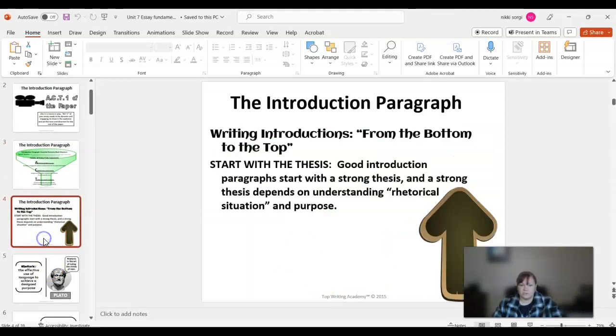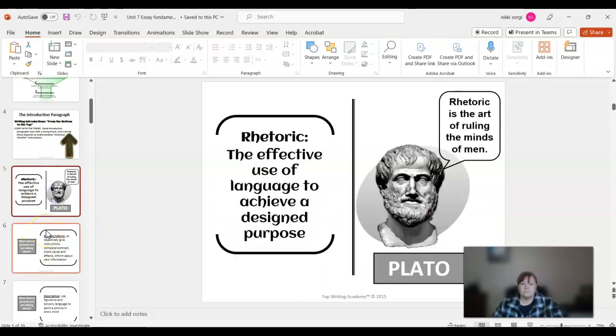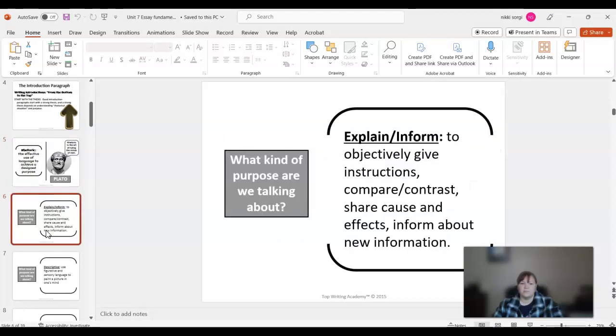We've been talking about this, so it's good. But it's good to write from the bottom to the top so you can get your good thesis in there. We talked about that on the pre-write. If you need to go back and watch that, you can. But a good introduction paragraph starts with a strong thesis, and a strong thesis depends on understanding rhetorical situation and purpose. Rhetoric is the effective use of language to achieve a designed purpose. So our purpose is to explain and inform.